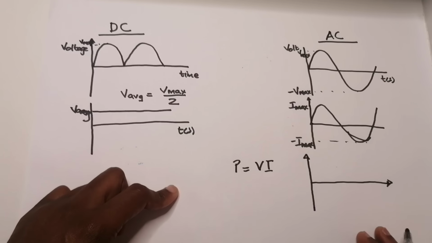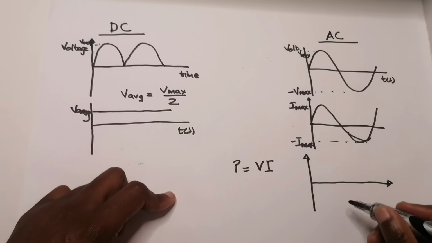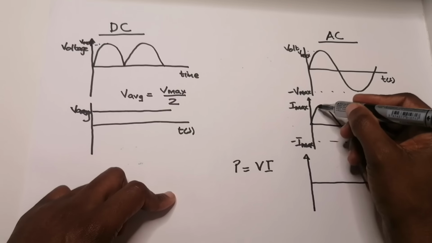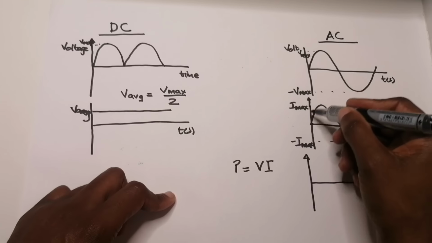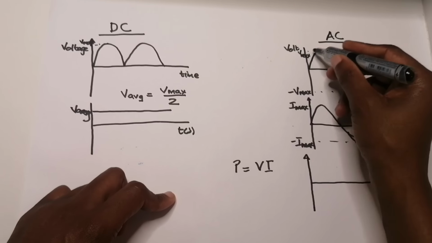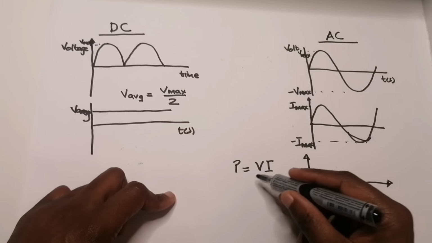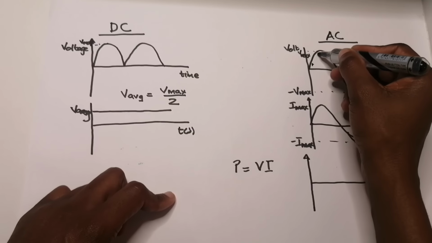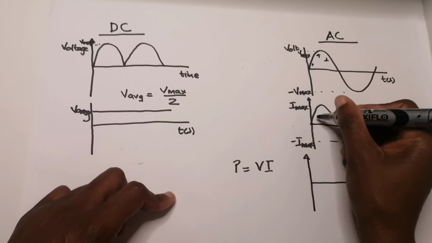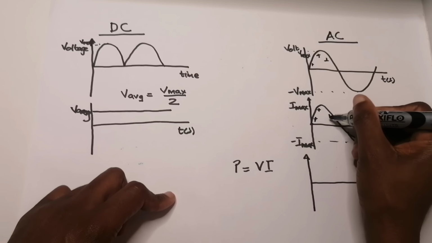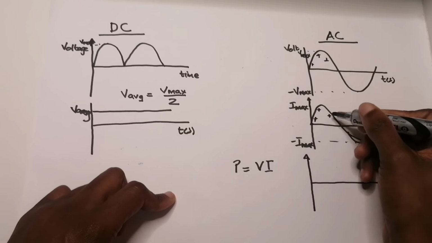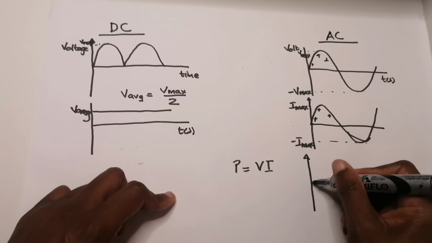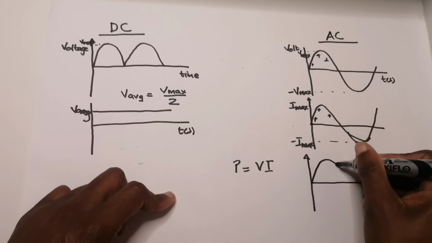Now you don't need to remember all of this. I'm leading you somewhere here. We know that voltage multiplied by current will always give us power. Now look at this. When my voltage is positive, my current is also positive. Can you see that? And I know a positive times a positive will give me a positive.